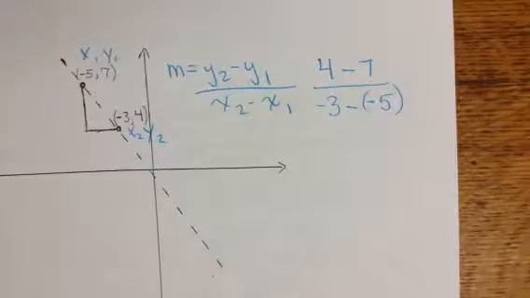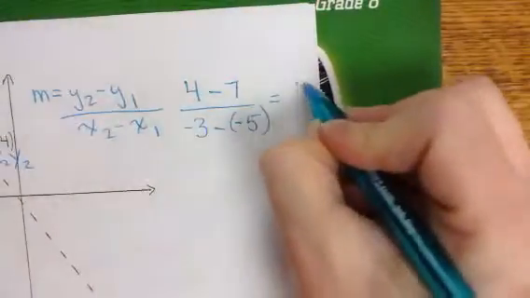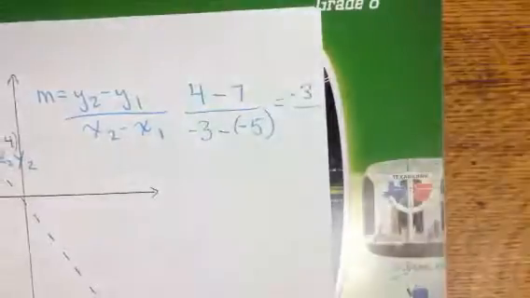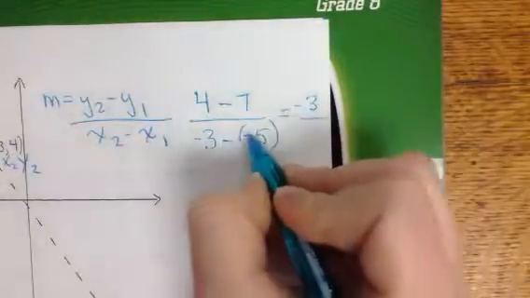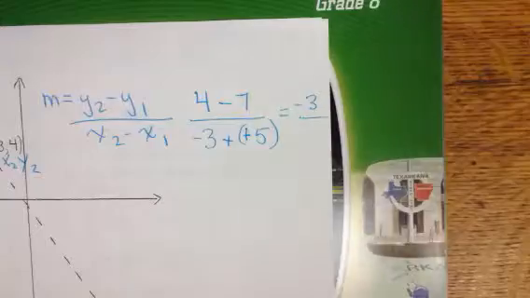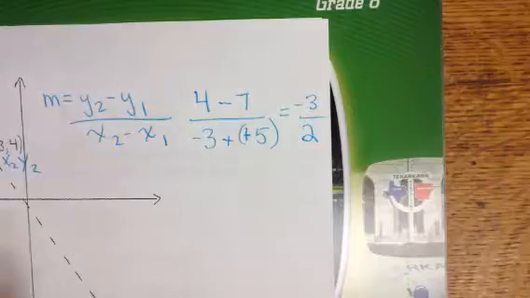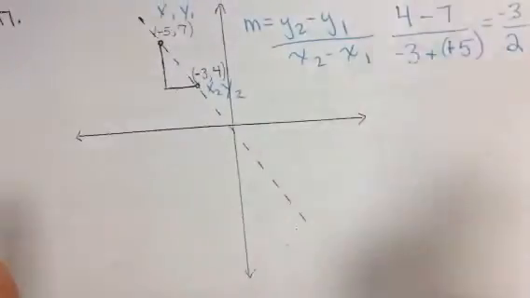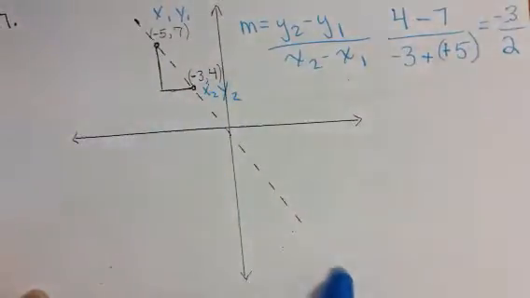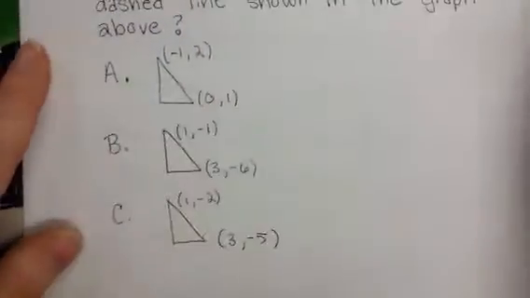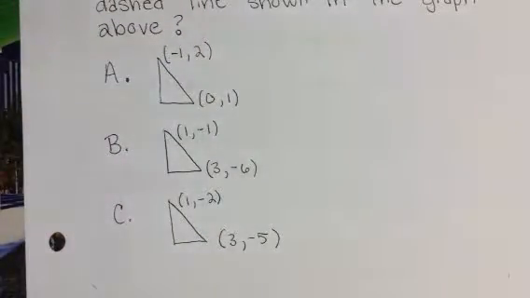Whenever you work the top part, that would just be negative 3. Whenever I work the bottom, anytime you have a minus and a negative side by side, you can just change it to plus. So this is like 5 minus 3 is 2. So I found the slope of this line to be negative 3 over 2. It should be negative because this line is going down as you move from left to right. So I have to find which one of these triangles would also have a slope of negative 3 over 2, just like I got at the top.